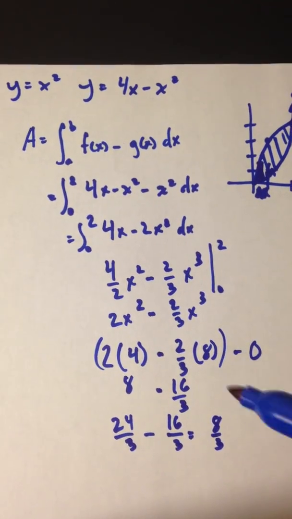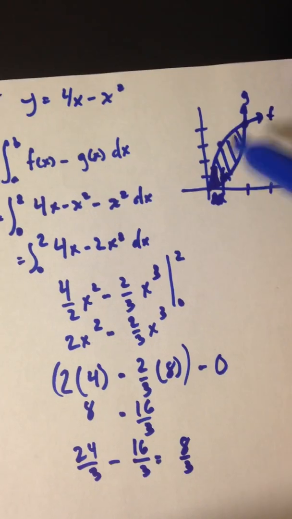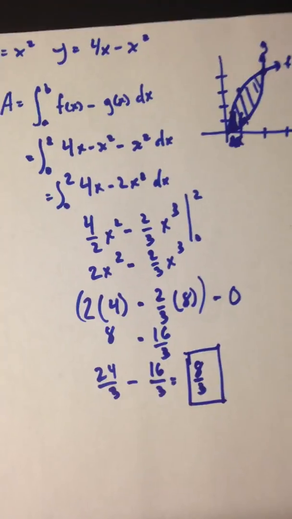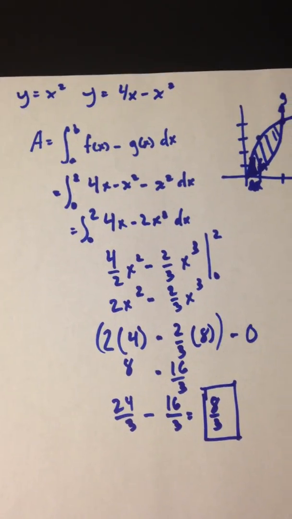So in this problem, our total area of this area right here was 8/3. So that's how you find the area between two curves.